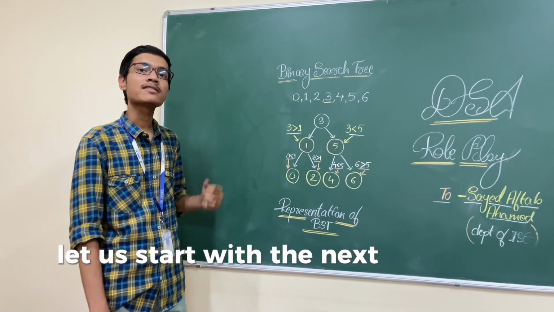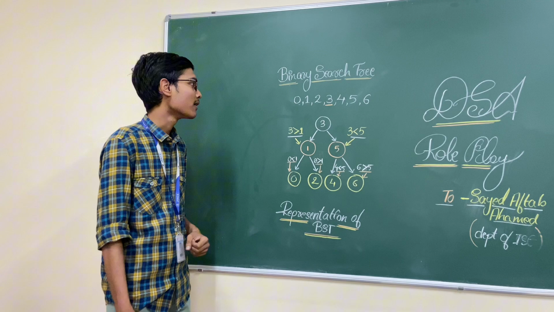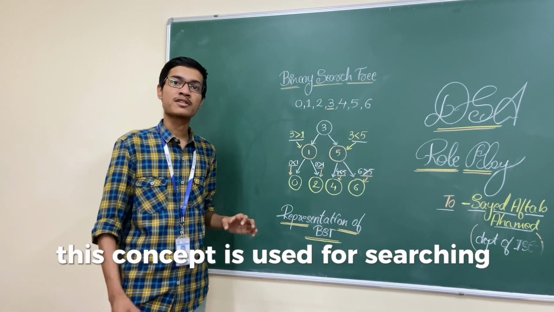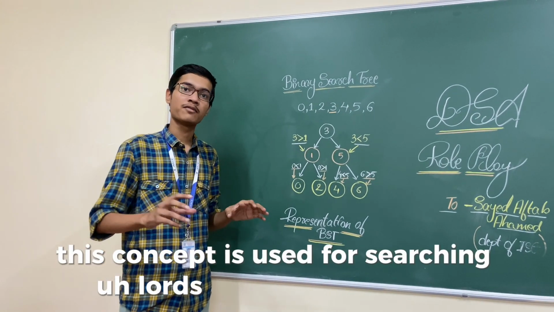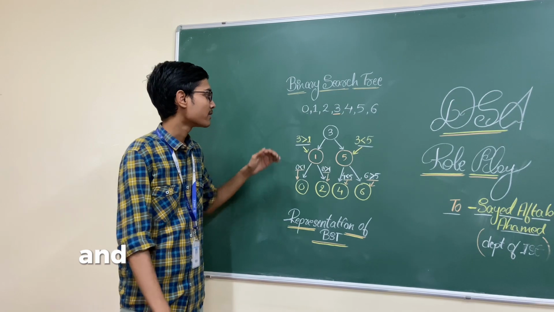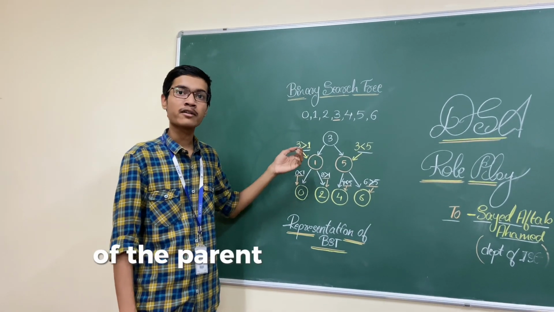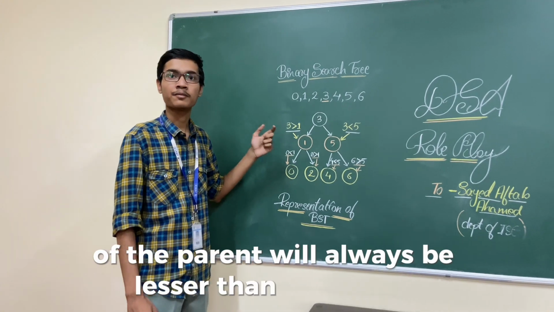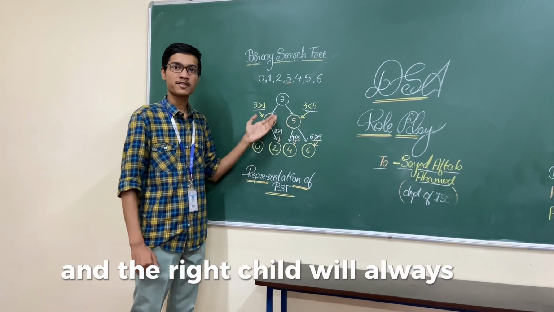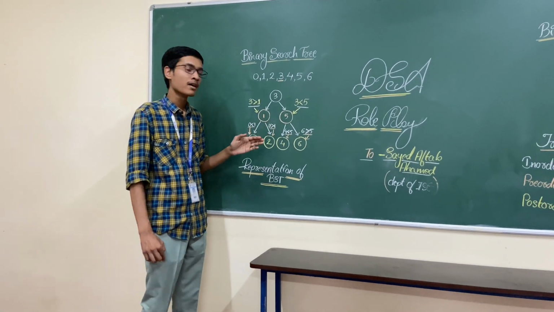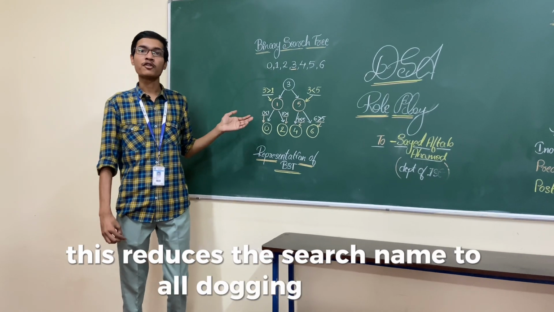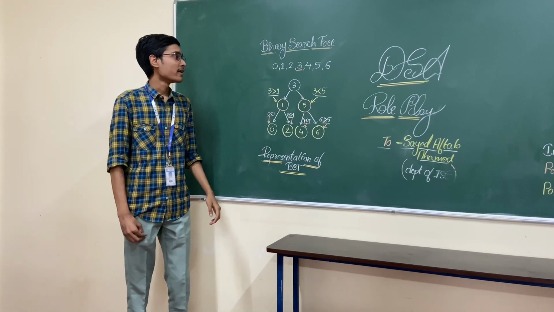Let us start with the next concept, which is the binary search tree. This concept is used for searching nodes within certain data, and the tree is arranged in such a way that the left child of the parent node will always be lesser than the parent node, and the right child will always be larger than the parent node. This reduces the search time to O of log n complexity. Let us start with the demo.